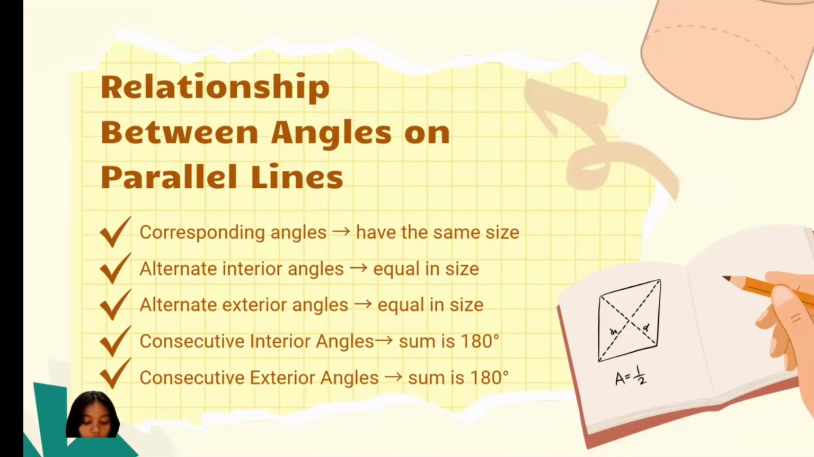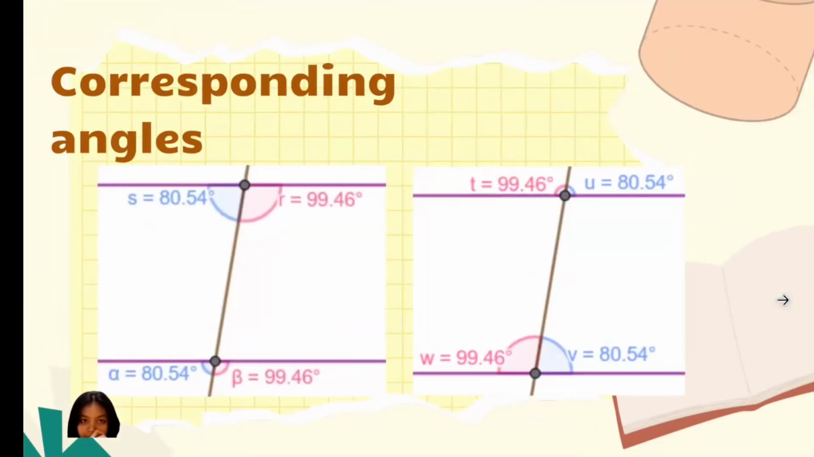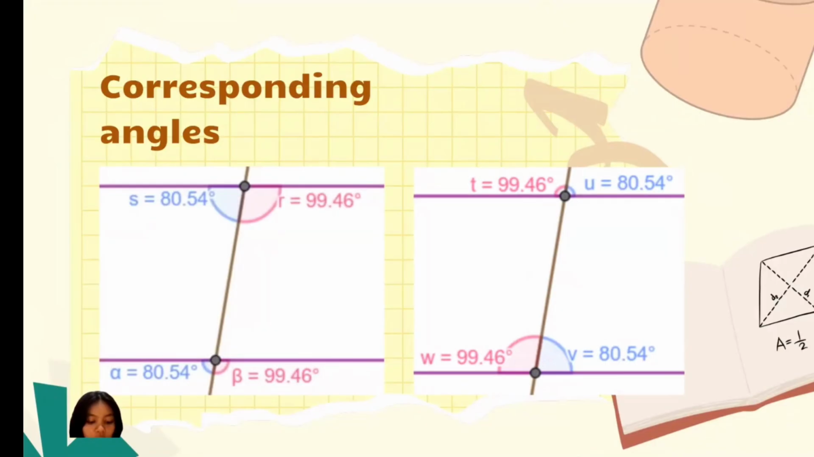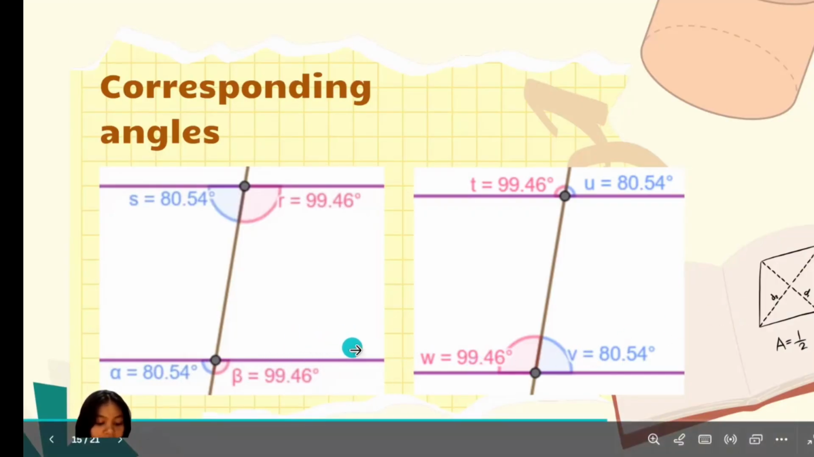Okay, now we will discuss the relationship between angles. First is corresponding angles. These are two angles that face the same direction and lie in the same relative position at each intersection when a transversal intersects two parallel lines. These angles are always equal if the lines are parallel. Okay, look at this figure.